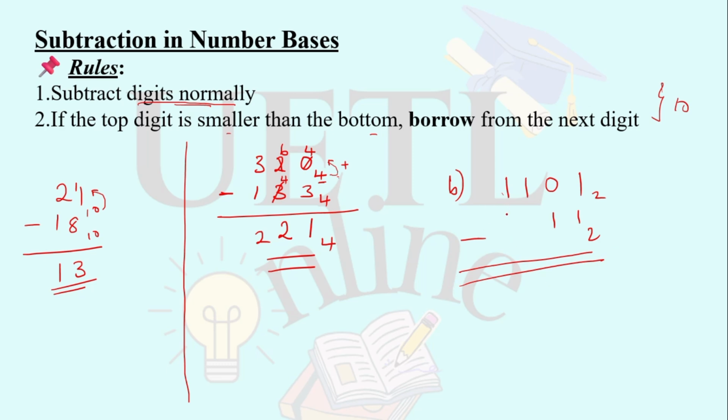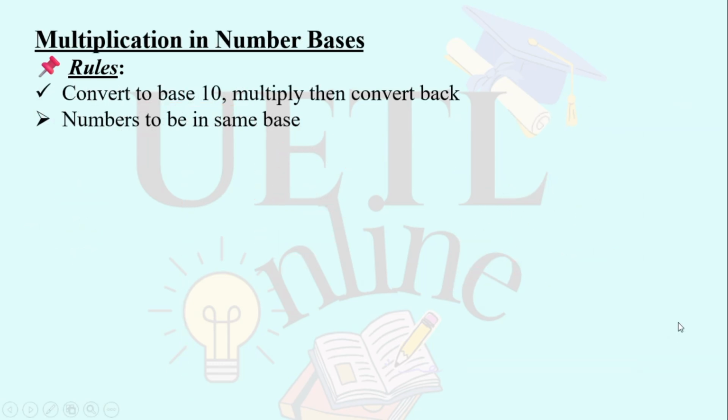If you are getting it right. Our next concept is multiplication. It's very easy. Multiplication in number bases. The rule is that you just have to convert a number to base 10, then multiply, then convert back. The numbers have to be in the same base for easy calculation.